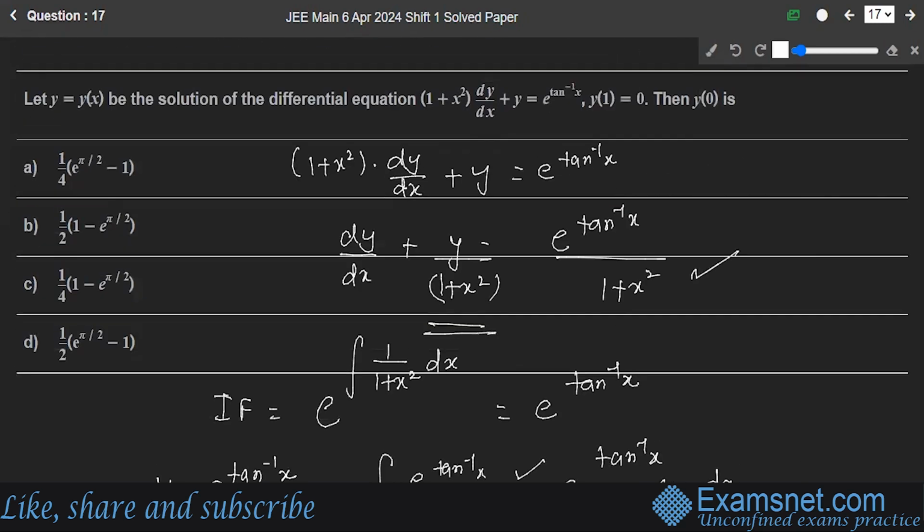Hope you got that. So which is the right answer to the question? I think this is the one. Yes, B option. Hope you got that. Let's move to the next question.